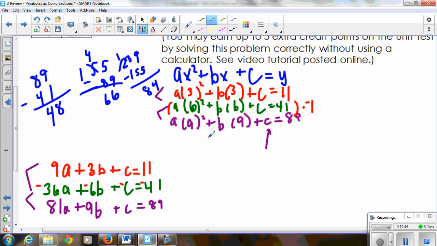So let's go ahead and combine the first and the second. -36a and 9a, when I put them together, are going to give me -27a, and it will be negative since 36 is negative. When I combine a 3b with a -6b, I get -3b. Notice that your c's cancel, and we've got 11 minus 41, which is going to be a -30.